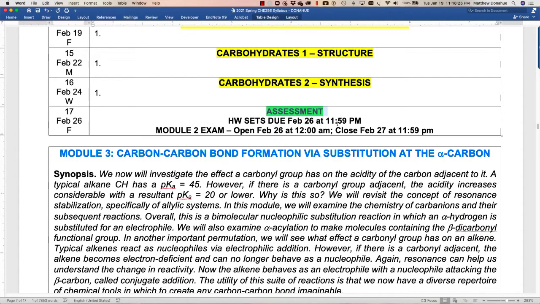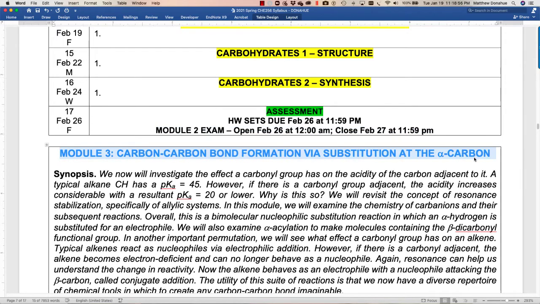So again, Module 2 assessments are due February 26th at 11:59 p.m. Your Module 2 exam opens February 26th at 12 a.m. and closes the 27th at 11:59 p.m. So really, you have to have your work done for these modules on these dates. So these are the important dates for you throughout this semester.